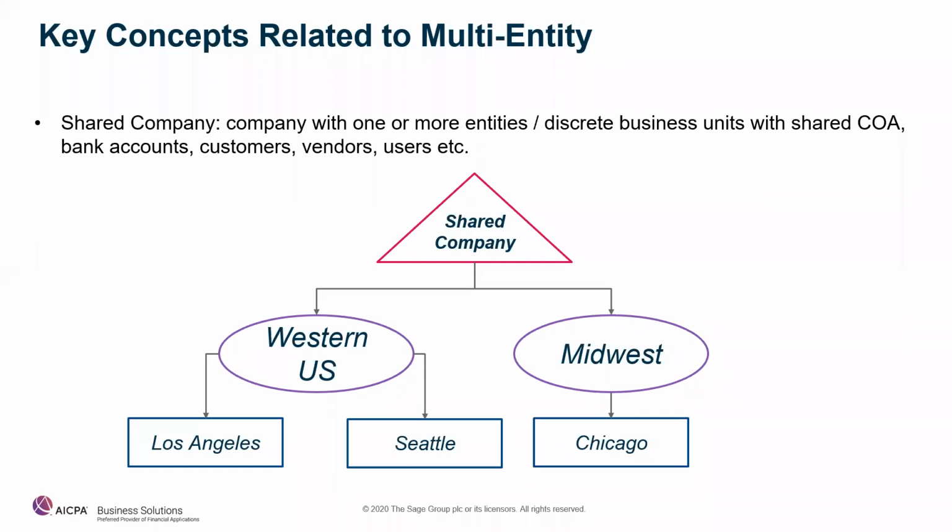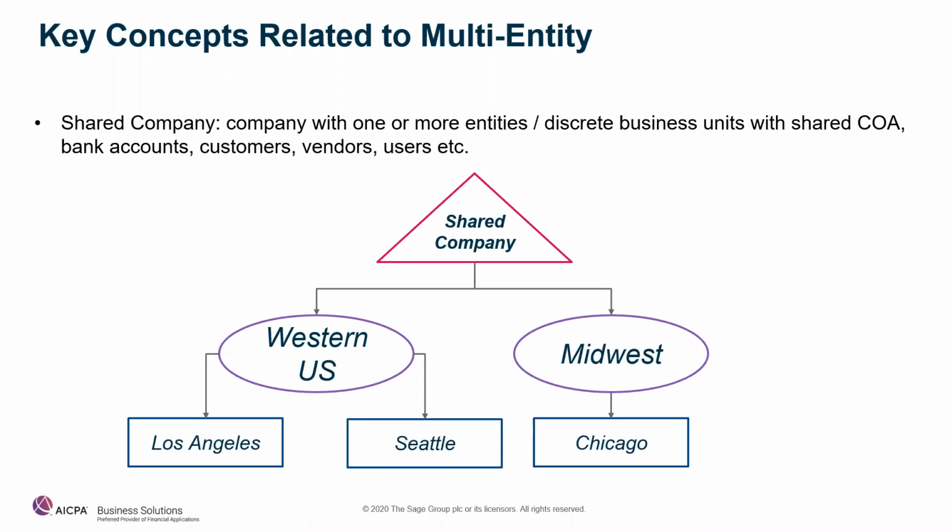If we look at the left-hand side, Los Angeles and Seattle are rolling up to that Western U.S. So think of that Western U.S. as an entity. And again, remembering that I can have as many Los Angeles and Seattles underneath that roll up to Western U.S. Same principle on the right-hand side. I have Chicago rolling up to Midwest, an entity. And then if you look at Western and Midwest, they are rolling up to that consolidated shared company.